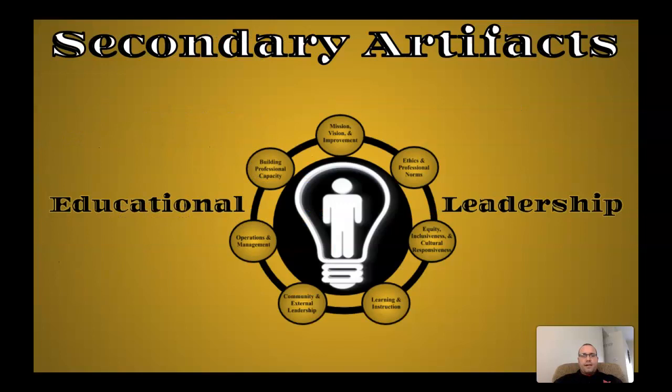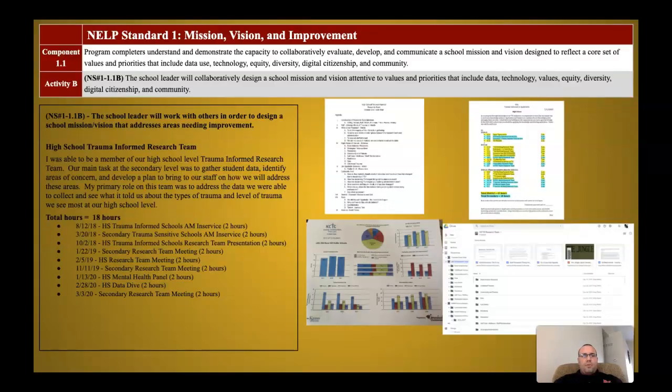For my secondary artifacts, 1.1B was one of the biggest standards that I addressed. This would be: the school leader will work with others in order to design a school mission or vision that addresses areas needing improvement. One of the areas that we, as a secondary school, sought to improve was our relationships with our students. What we found was that a lot of our students seem to have a lot of trauma in their life, and so our counselors started a trauma-informed research team, and I was a part of that research team.